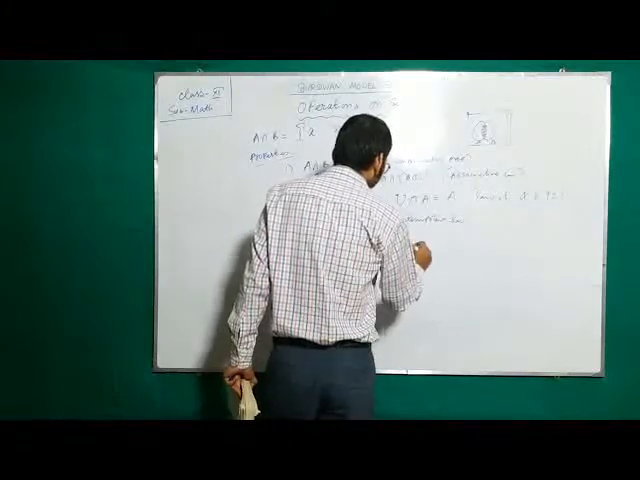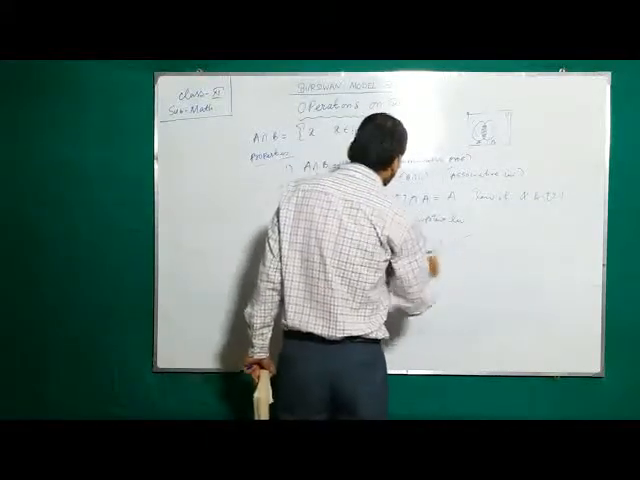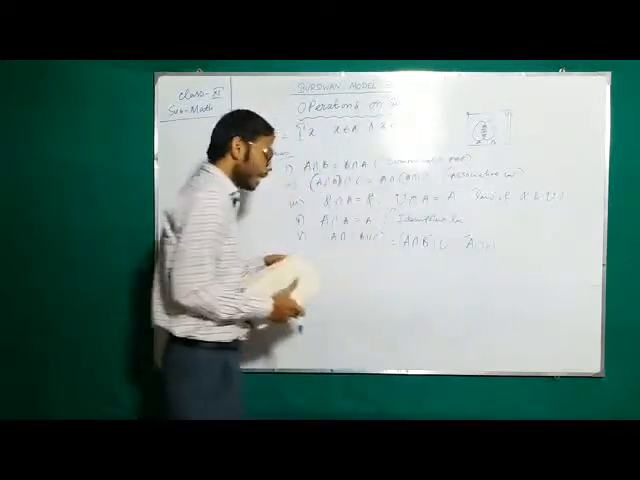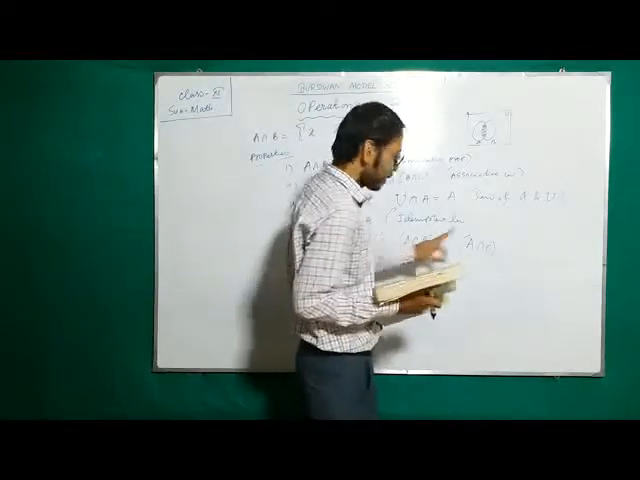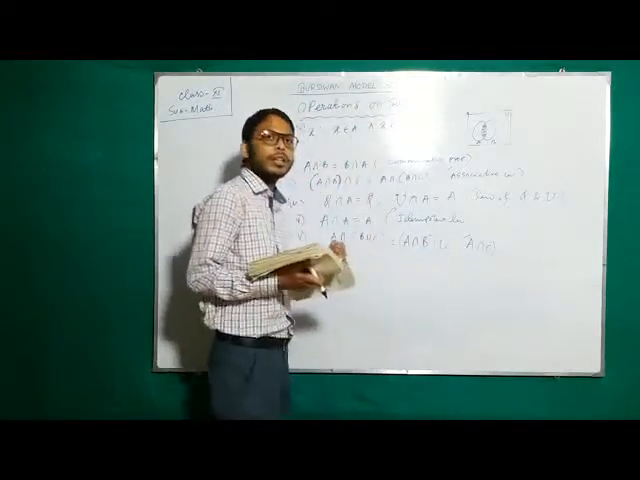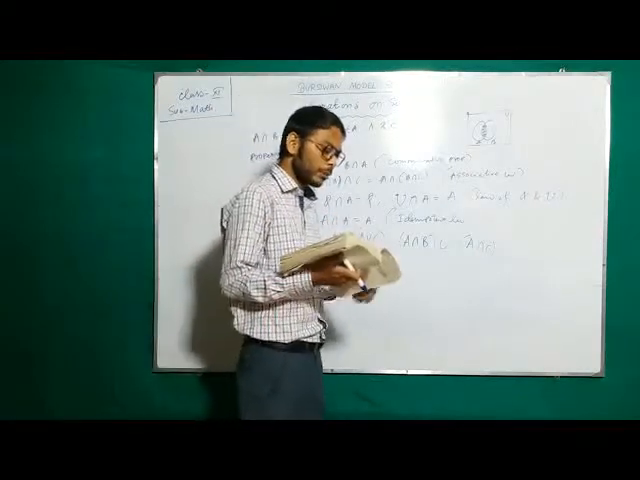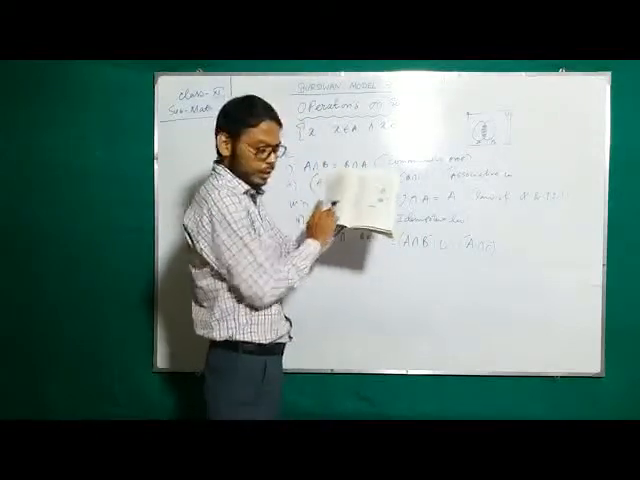It gives A intersection B, the union will come out here, and then again A intersection C. This is actually the distributive property. In your book, this is shown by the Venn diagram very easily. You can see here in your book.